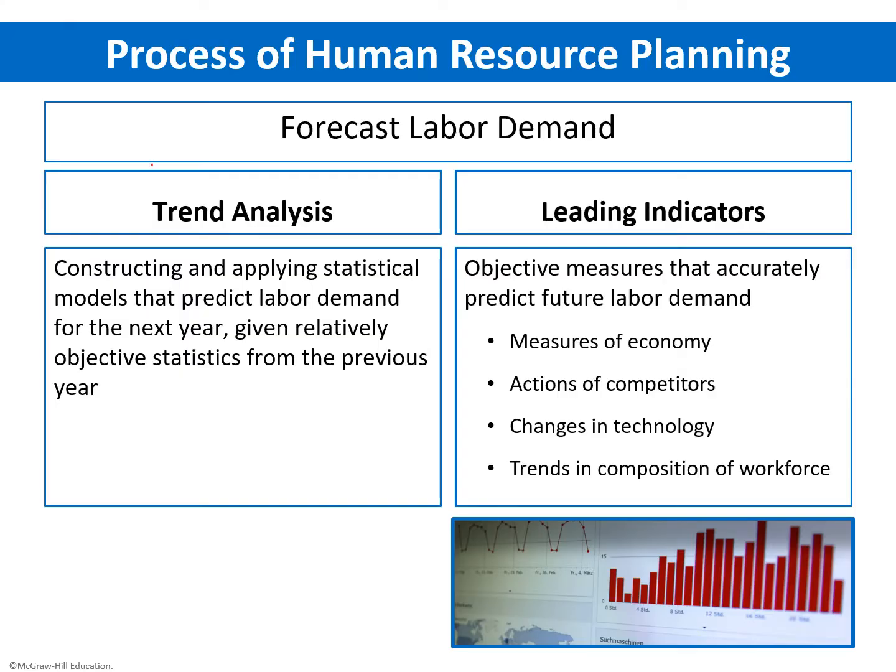An important tool that we're going to use in forecasting our labor demand is called a trend analysis. What we're doing with the trend analysis is using statistical models and statistical techniques to predict labor demand for the next year based upon objective statistics or existing quantitative data. These objective statistics are often referred to as leading indicators. Some examples of what leading indicators might look like, first, would be a measure of the economy. So what do we mean by a measure of the economy? Well, if the economy is doing well and consumers have more money and more disposable income at their hands, that's going to impact different types of sales. That's going to impact our labor demands.